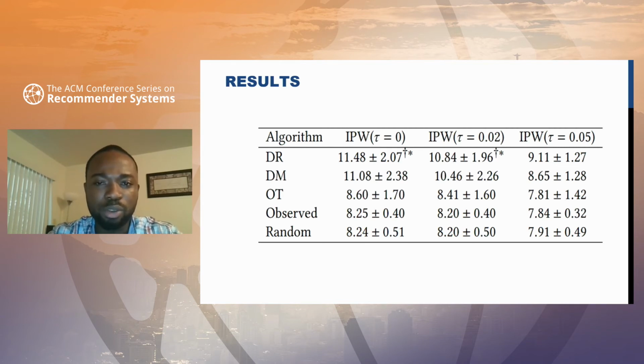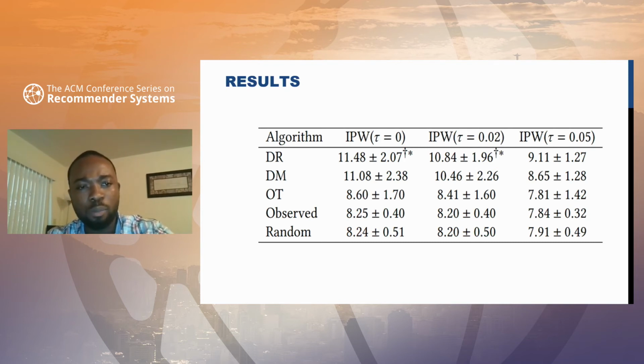So these are some of the results from our experiment. In the first column, you see the competing algorithms: the doubly robust method, the direct method, and the offset tree, the OT, which is the method that relies on inverse propensity weighting. And then we have the observed and the random.